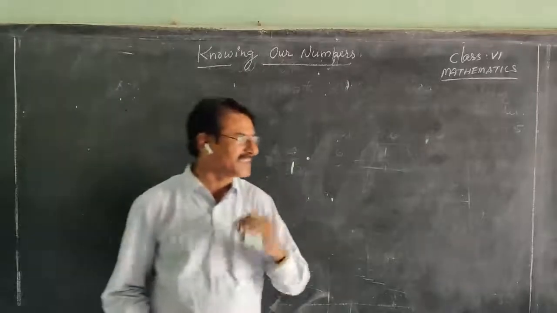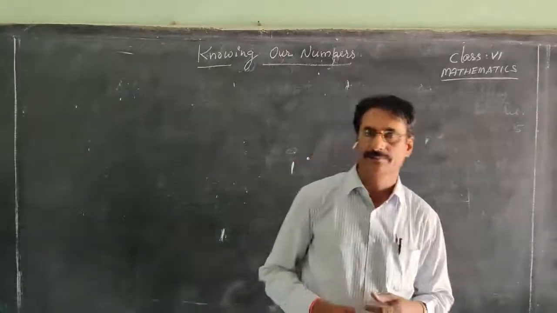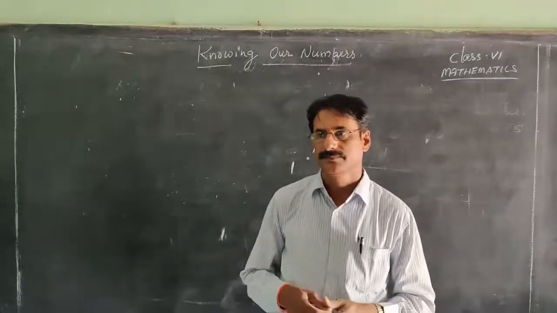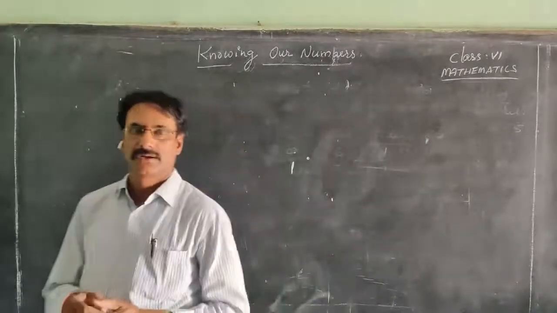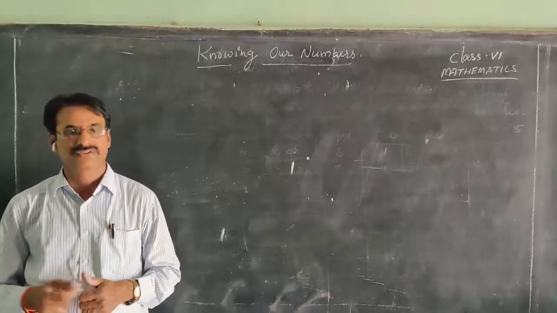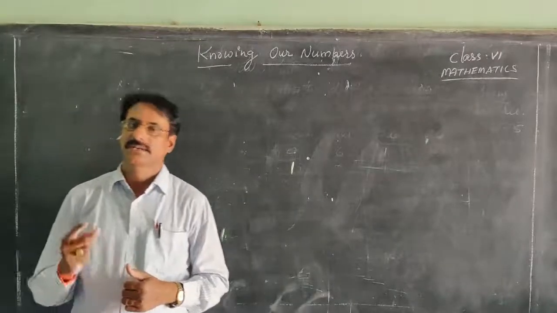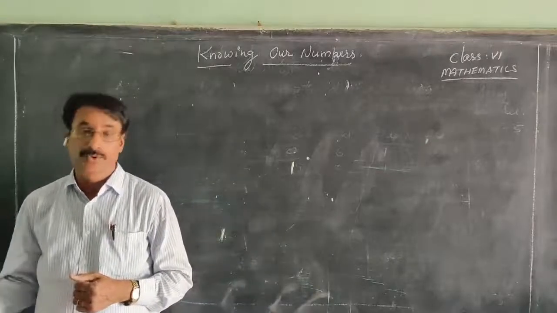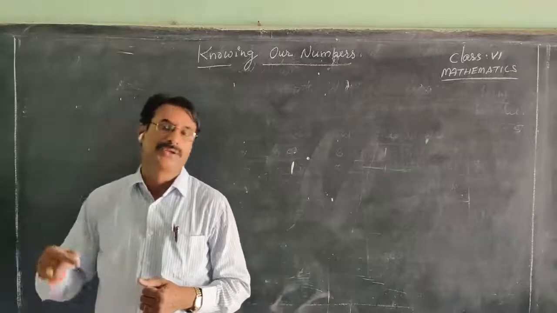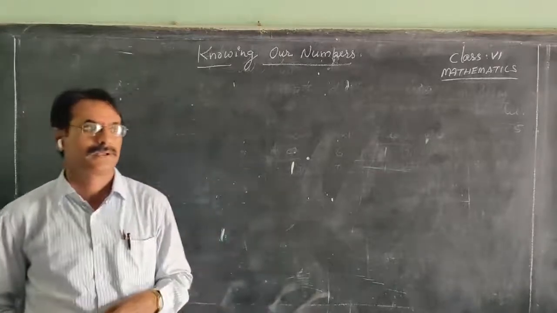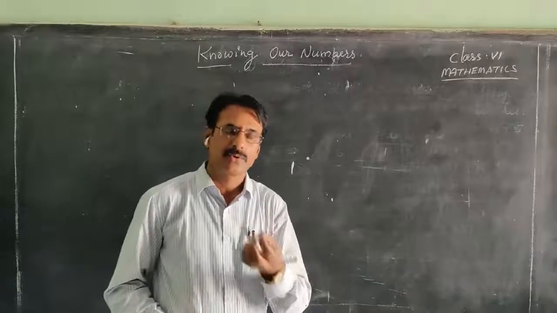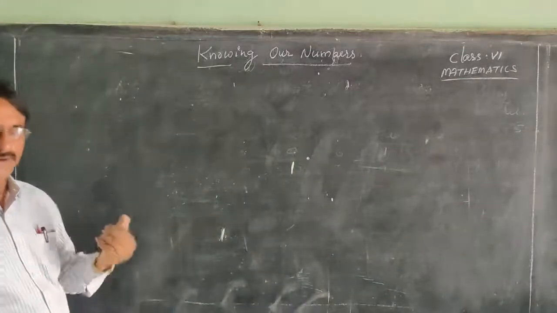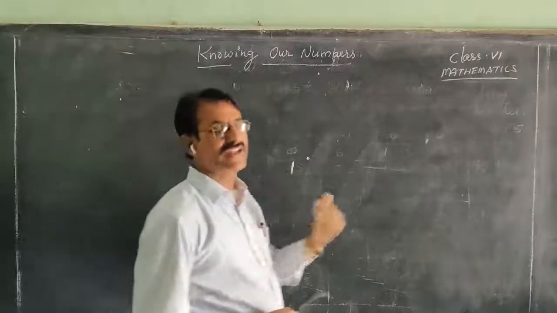In our Indian system, the place names from the right side are 1, 10, 100, 1,000, 10,000, lakh, 10 lakh, crore, then 10 crore, 100 crore, 1,000 crore, and so on. Crore is the highest named place; after crore we read 10 crore, 100 crore, 1,000 crore, like that.